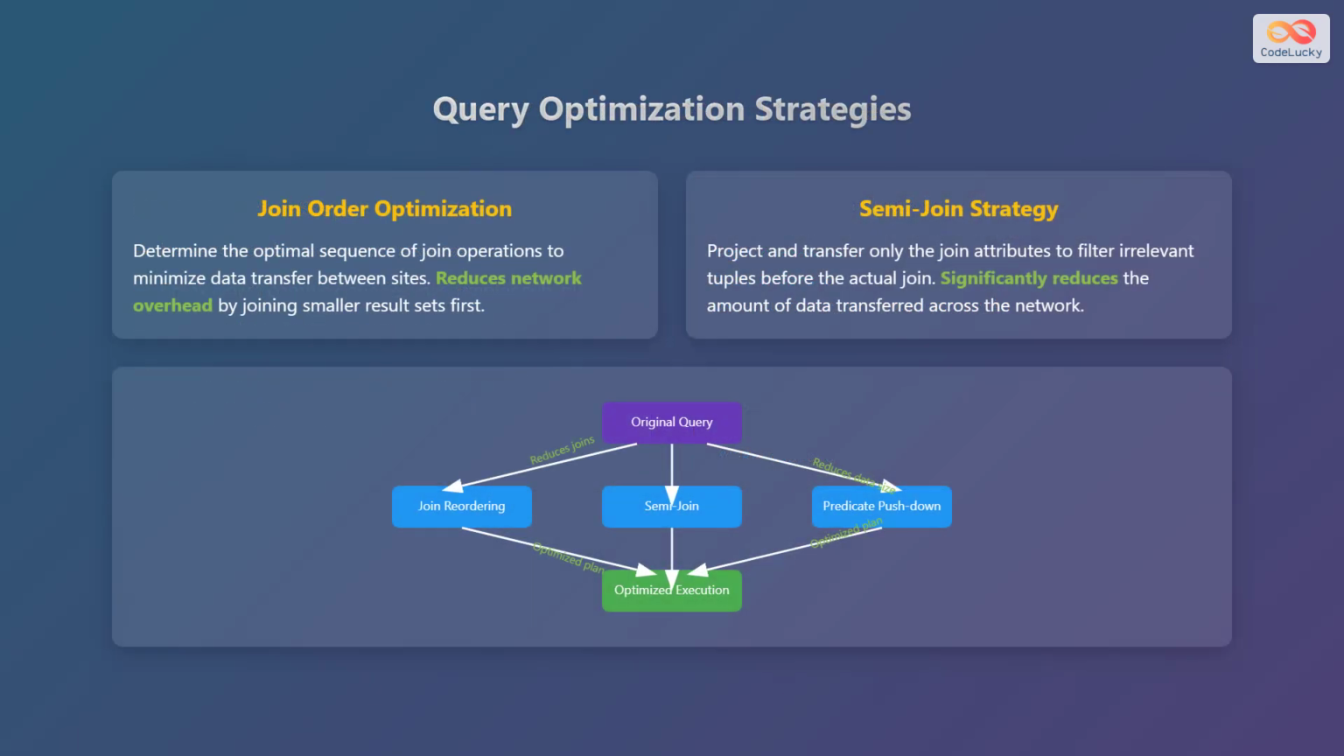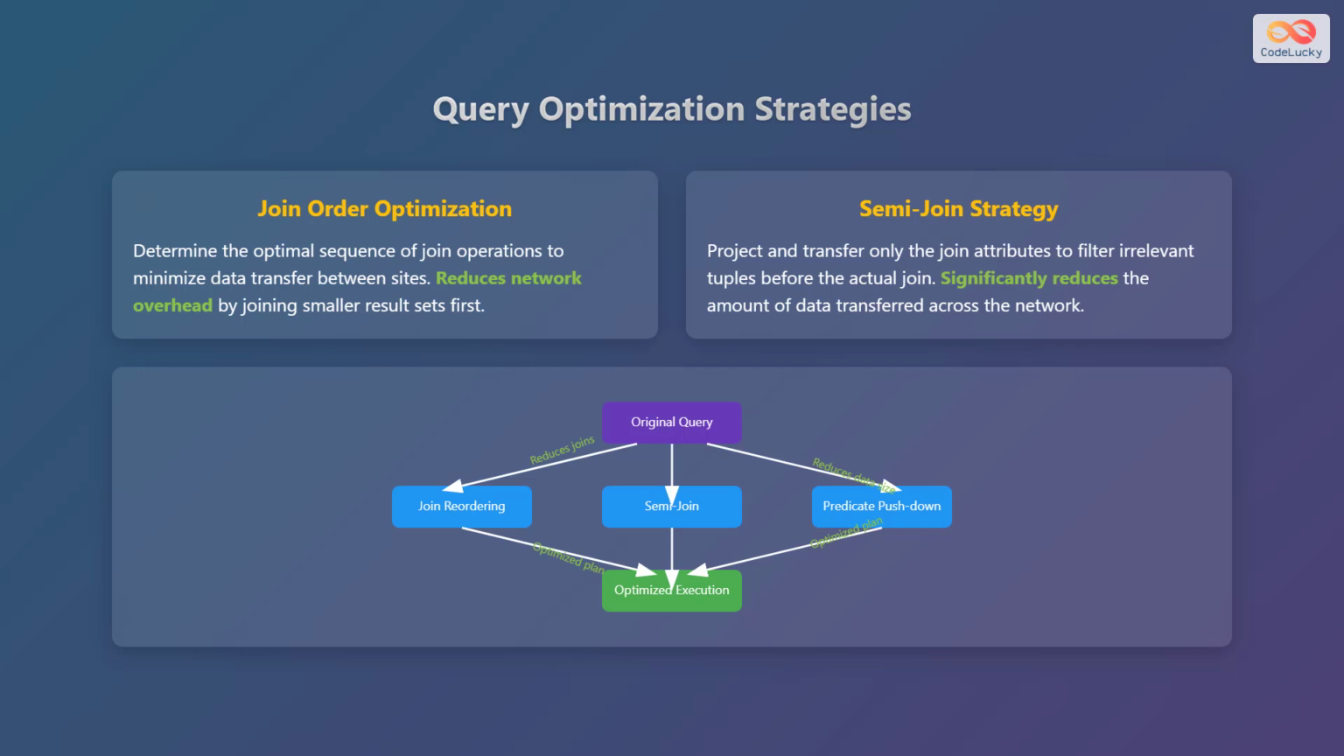To ensure efficient query execution, several optimization strategies are employed. 2 prominent strategies are join order optimization and the semi-join strategy. Join order optimization determines the optimal sequence of join operations to minimize data transfer between sites. This reduces network overhead by joining smaller result sets first.